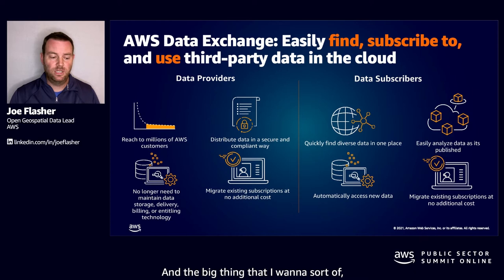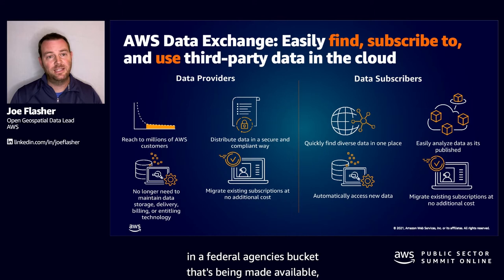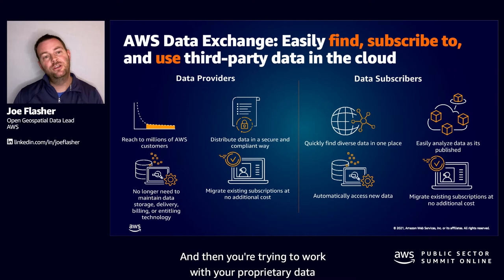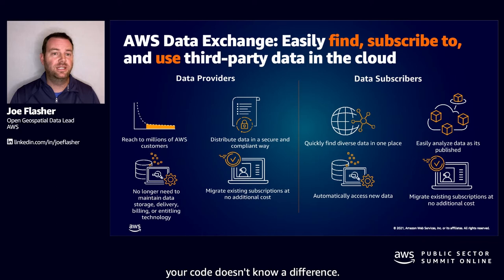And the big thing that I want to drive home here is that from a technical perspective, if you're working with open data available in a federal agency's bucket that's being made available on AWS, and then you're working with commercial data that you have purchased or have a license for that are also being made available on AWS, and then you're trying to work with your proprietary data that you also have in the cloud on AWS, technically speaking, as long as you have access to those different S3 buckets, your code doesn't know a difference, right? You're not seeing higher latency access to the different data sets. These things are all logically together in the same space. And so you get the same low latency access from your processing compute resources to all of these different data sets. And so again, you can work with open data alongside commercial data, alongside your proprietary data, all at the same time.